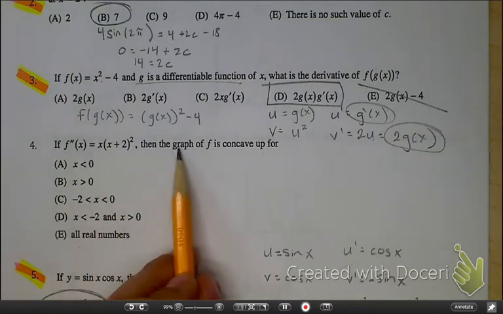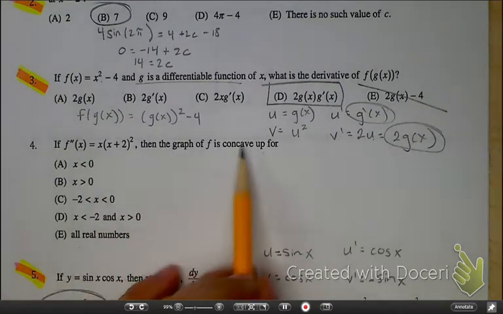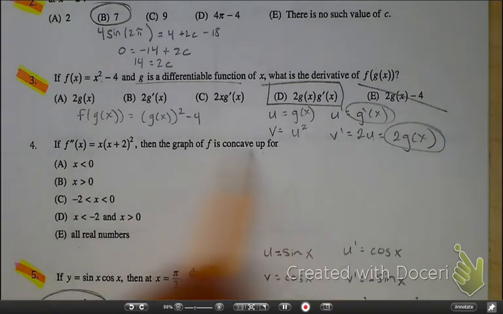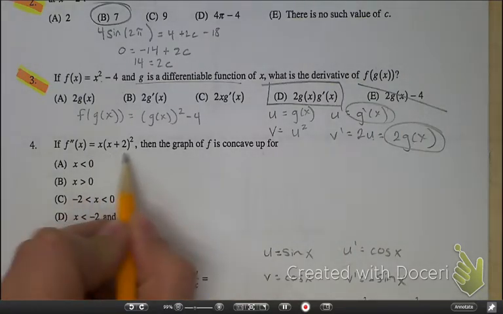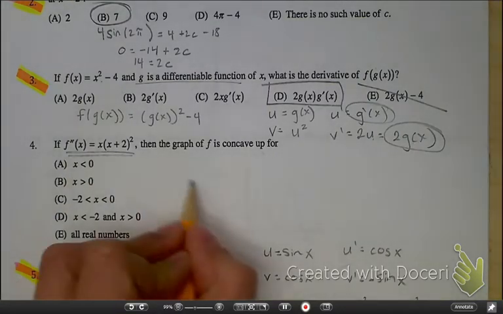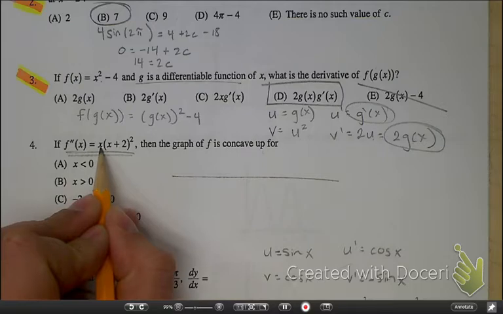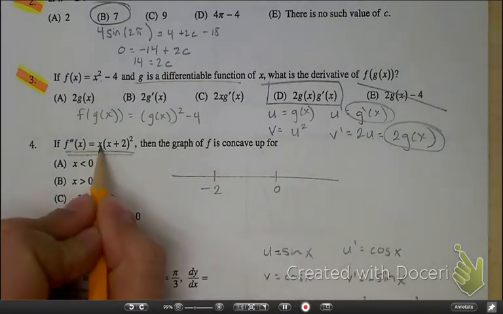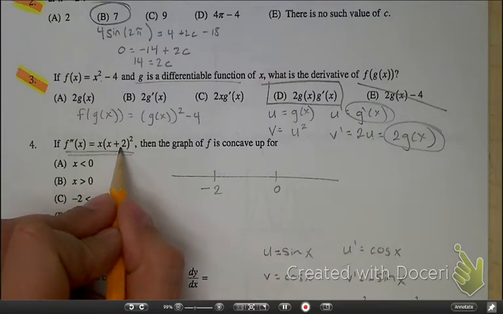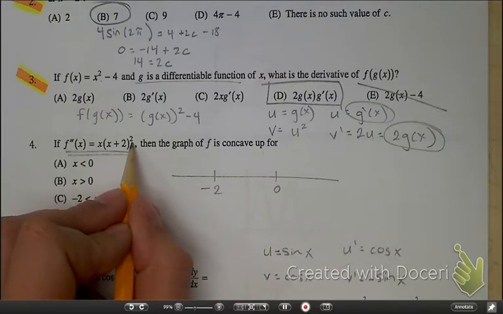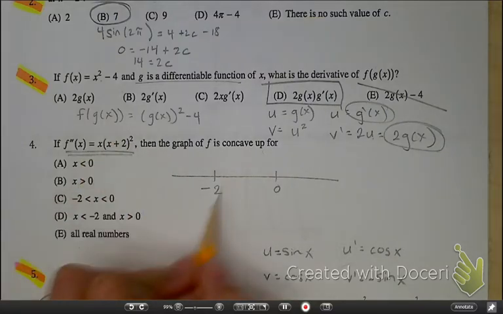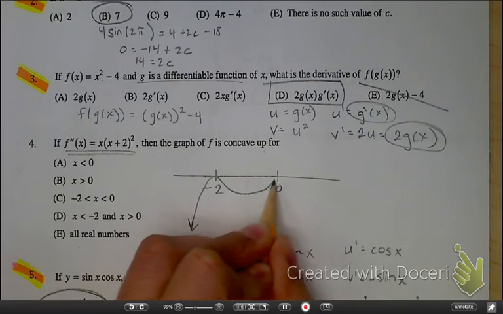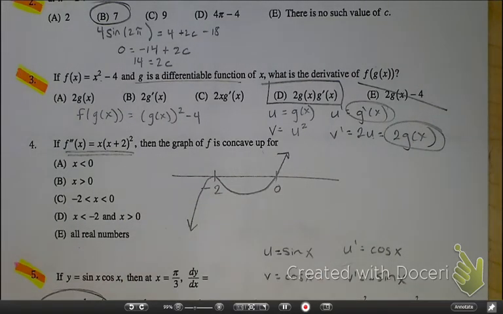Here's a second derivative. It says, then the graph of f is concave up for blank. So remember, if I'm looking at the second derivative, a function is concave up wherever the second derivative is positive. Because they're giving me the second derivative, all I have to do is graph that function. I know I have a 0 at 0, and I have a 0 at negative 2. I know the 0 at 0 is a cross. I know the 0 at negative 2 is a bounce because it's multiplicity 2. If I look at all the x's, there are 3 x's, which means this is a cubic function. So at negative 2, this function will bounce, and at 0, it will cross through. So it looks something like that.